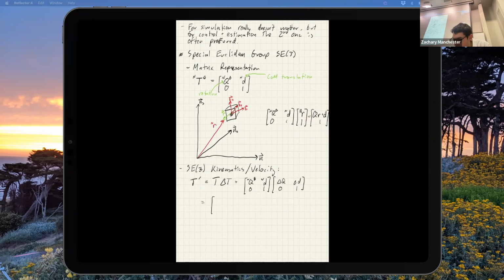So we're going to get, obviously, Q times delta Q. Then over here, Q times delta D plus the original D. Okay, so this stuff over here is obviously the same as what we had with SO3. The fancy way of saying this is that SO3 is a subgroup of SE3. It's all there as usual, like this sub chunk.